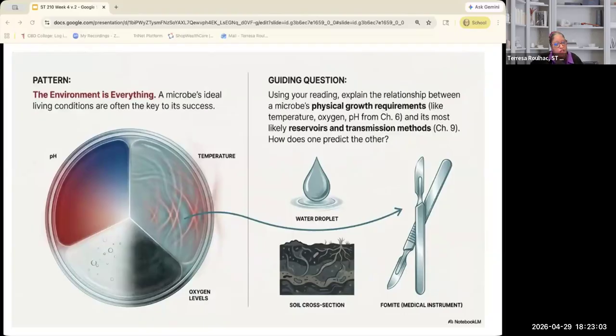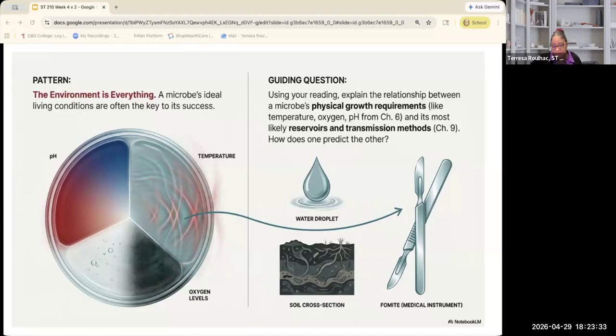If you understand where microbes thrive, you can often predict where it comes from and how it spreads. Let's look at the left. Microbes have a preference: temperature, oxygen levels, pH. Those preferences are not something that is random. Those are their survival requirements.